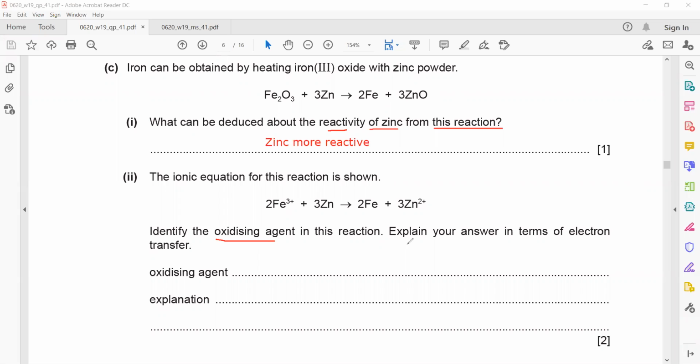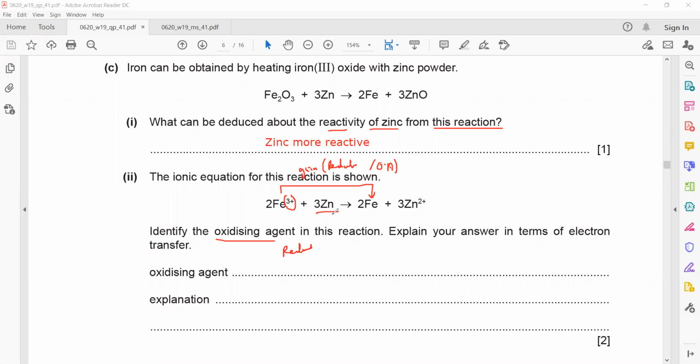Oxidizing agent: the substance which helps in oxidation, and by itself it is reduced. Reducing agent: the substance which helps in reduction, and by itself it is oxidized. As you can see, iron 3+ becomes iron, so it gains electrons. If something gains electrons, that's called reduction. So for iron, reduction happens, or iron is acting like an oxidizing agent.